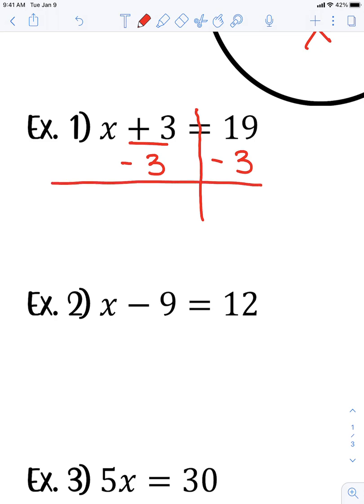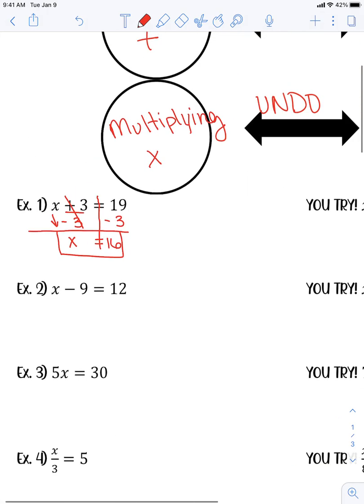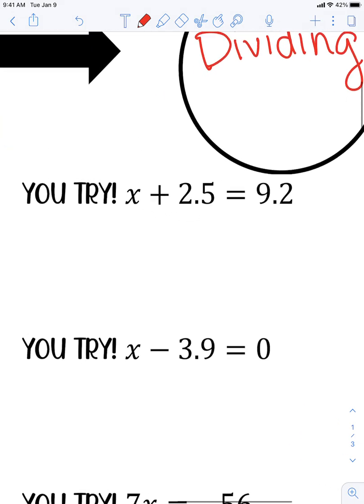So when I do that, 3 minus 3 zeroes out. I drop down the variable x. I bring down my equal sign and I subtract. 19 minus 3, I get 16. And that's it. So now I want you to try.